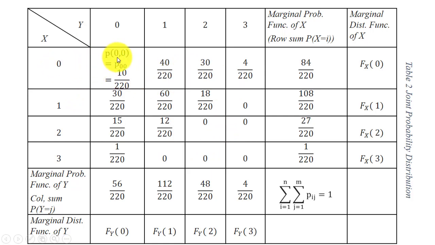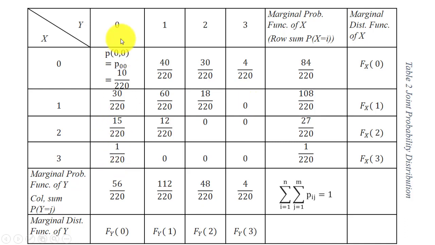The probability of getting 0 red ball and 0 black ball is 10 by 220. Probability of getting 0 red ball and 1 black ball is 40 by 220. Probability of getting 0 red ball and 2 black balls is 30 by 220. Probability of getting 0 red ball and 3 black balls is 4 by 220. Similarly, the probability of getting 1 red and 0 black, 1 red and 1 black, 1 red and 2 black, and 1 red and 3 black, that is not possible because we are selecting only 3 balls. 1 red and 3 black means there are 4 balls. So that is not possible. That's why we are writing a 0.